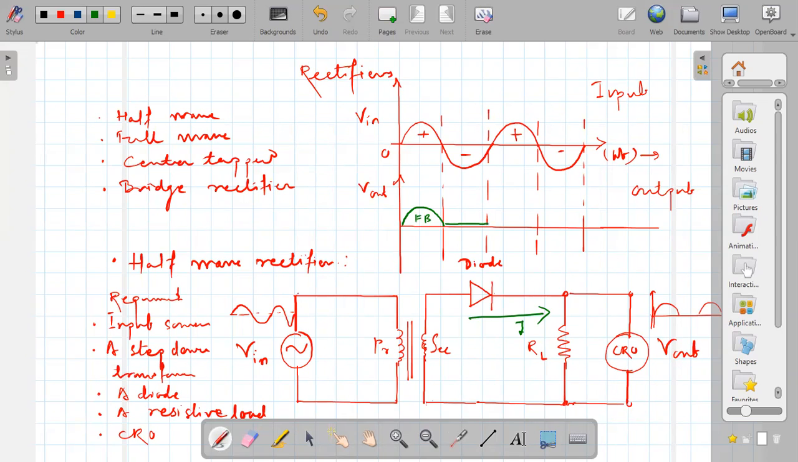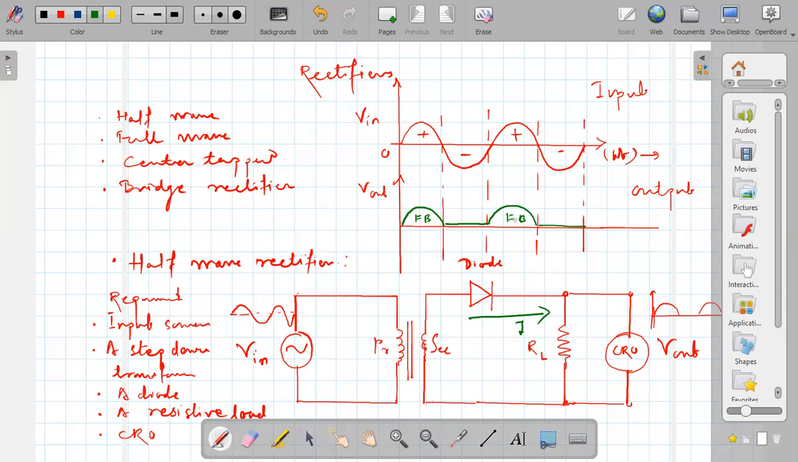Again, when this positive half cycle is at the anode of this diode, again this diode is in which bias? Forward bias, and again you will get current through the circuit, and again we will get the positive half cycle. Again negative.